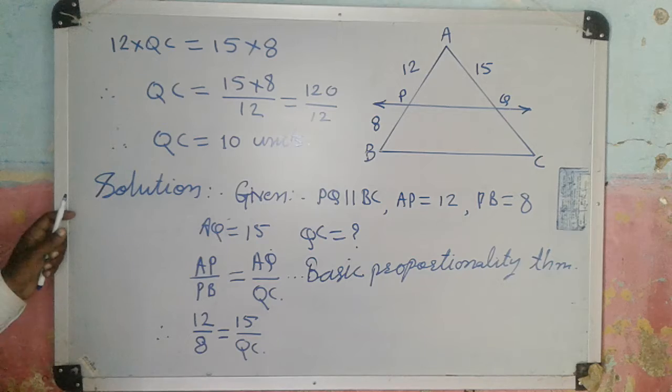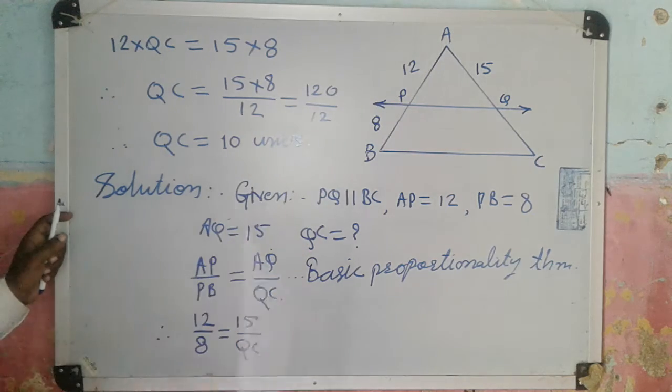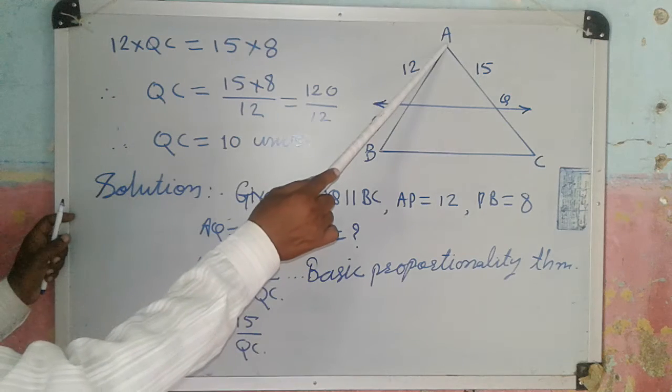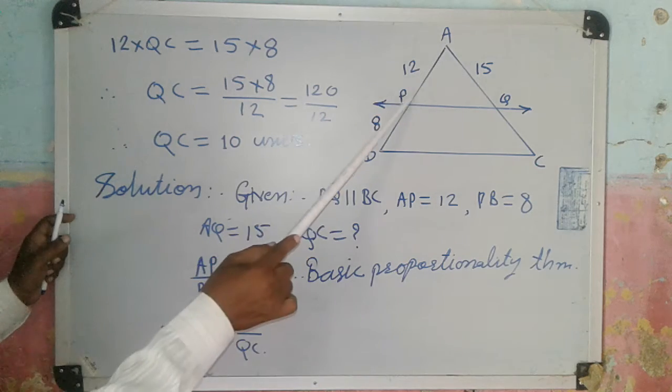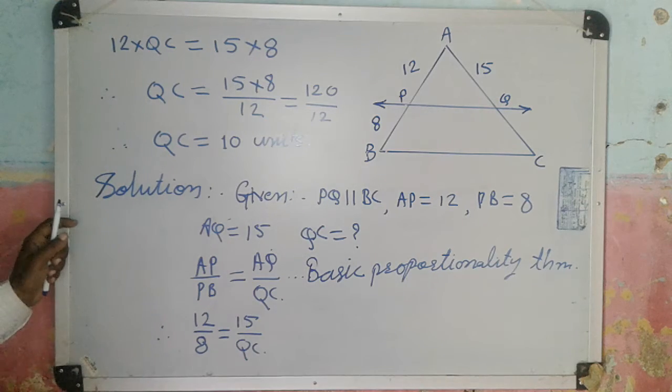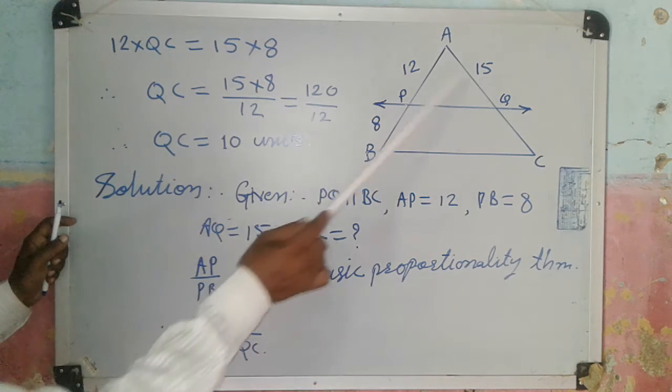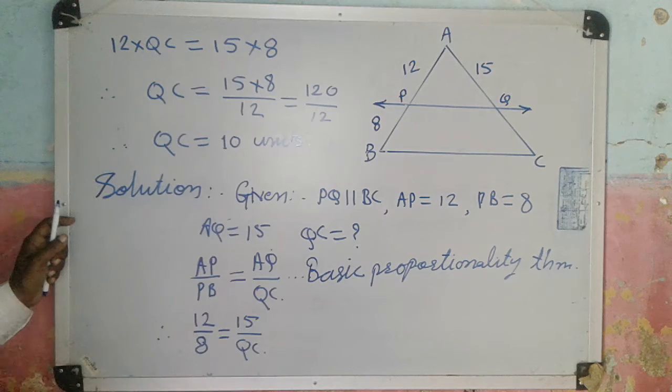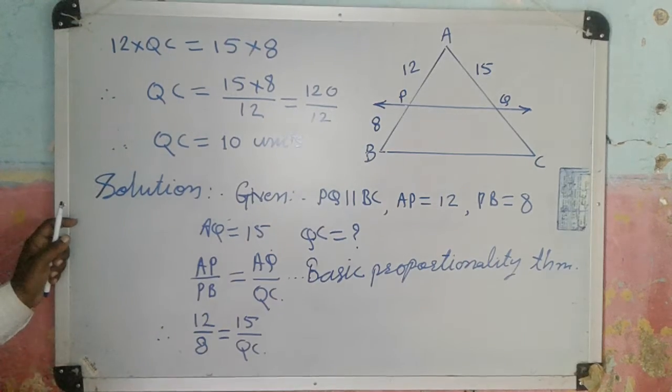Such type of examples, any three lengths are given: AP, PB, AQ, QC. Among these four segments, the lengths of any three segments are given, and using this theorem, you have to find the length of remaining fourth segment.